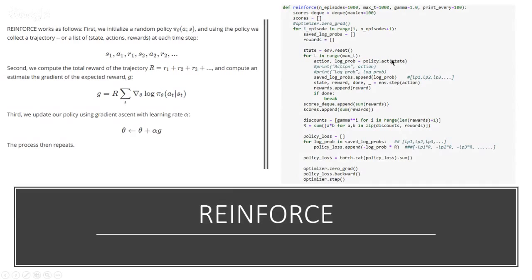So we get a state. We have a policy class that we made, and this is an instance of the policy class. We input the state to our policy class, which includes the network, and it gives out an action and the log of the probability: the action to be taken and the log of the probability of taking this action. We're going to need this here, and we saved them here. We take the action and we get the next state and reward, and we store them.